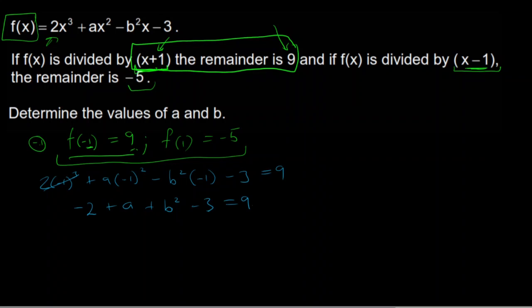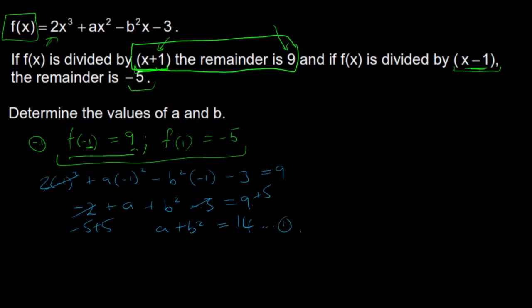So let's see. Well, that's -5. It gives us -5. We collect them. So now we can add 5 to both sides, and we'll have a plus b squared is equal to 14, and let's just label that equation 1.